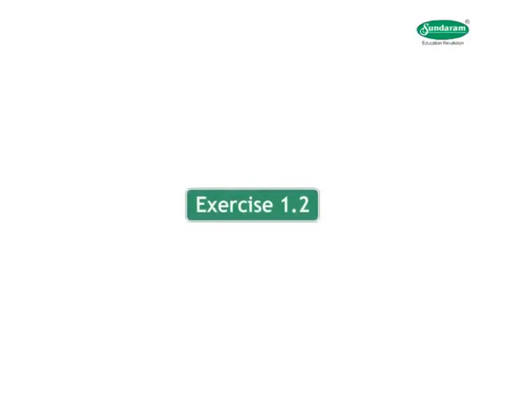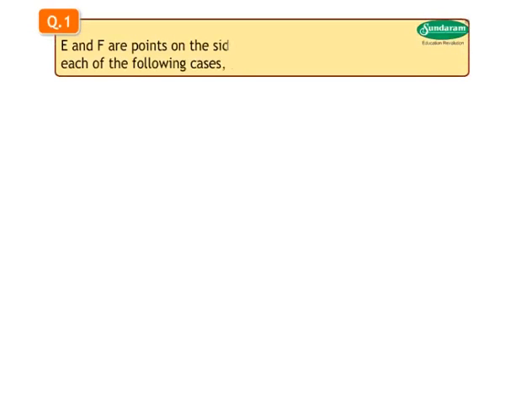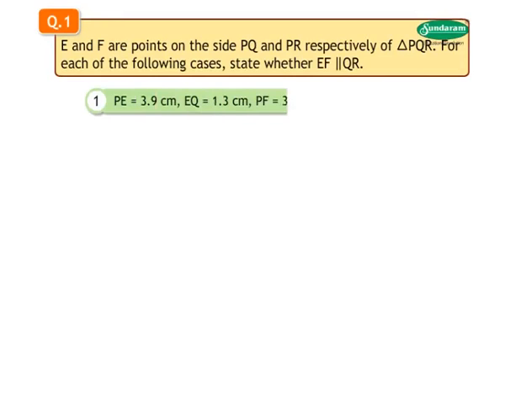Now let's start with exercise 1.2. Question 1. E and F are points on the side PQ and PR respectively of triangle PQR. For each of the following cases, state whether EF is parallel to QR. Number 1. PE is equal to 3.9 centimeters, EQ is equal to 1.3 centimeters, PF is equal to 3.6 centimeters, FR is equal to 2.4 centimeters.